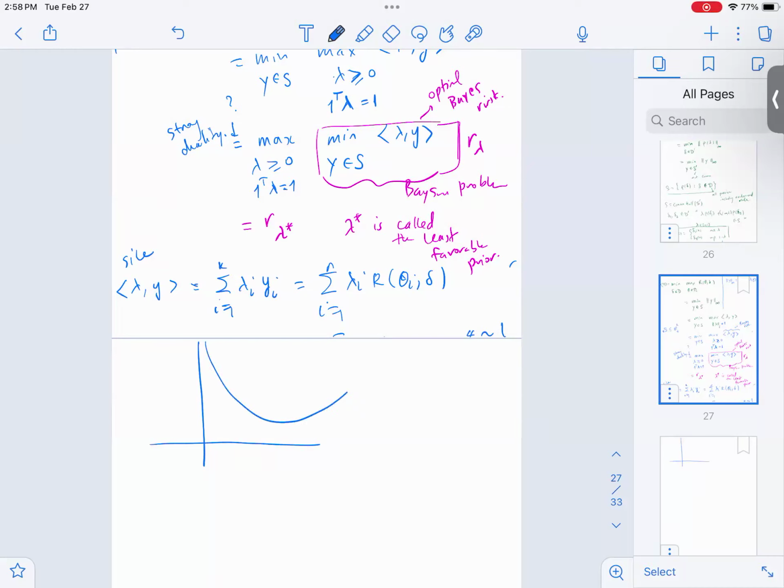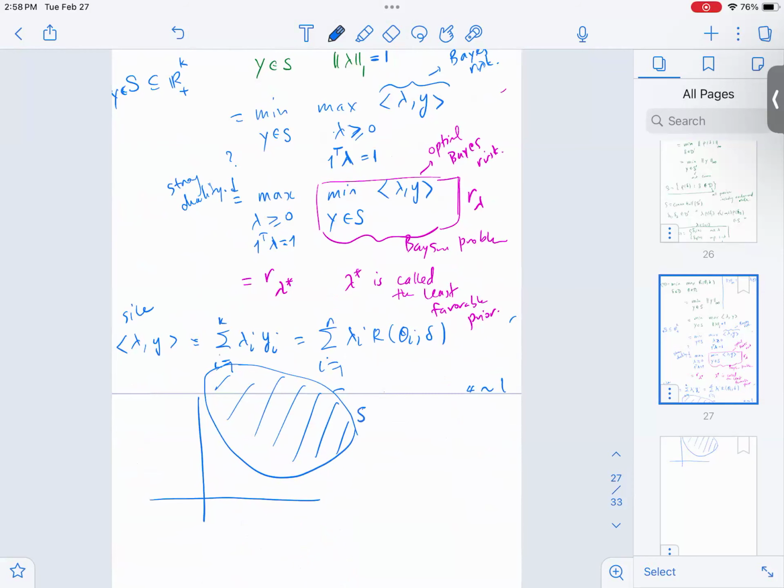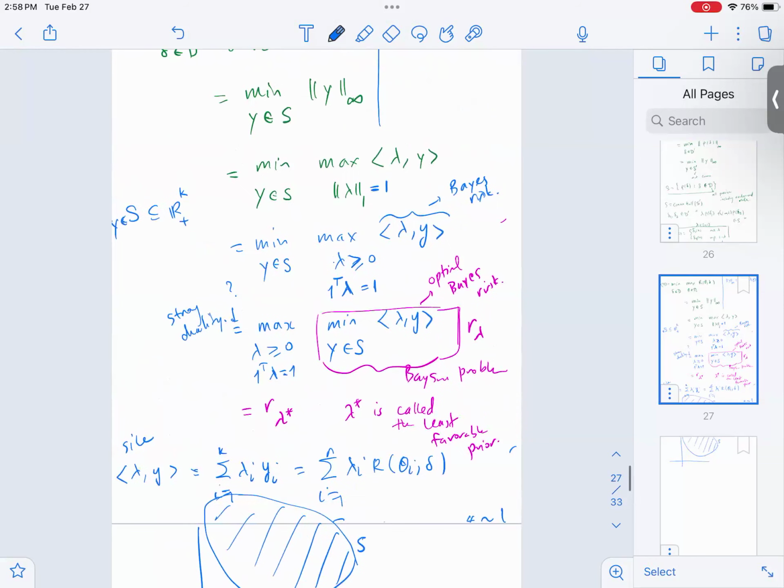Let's say my risk body is something like that. Okay, it's a convex set. So the original problem, where this is the set S, is trying to minimize this infinity norm.